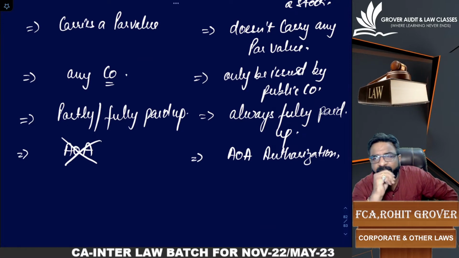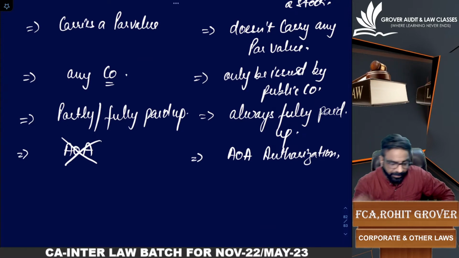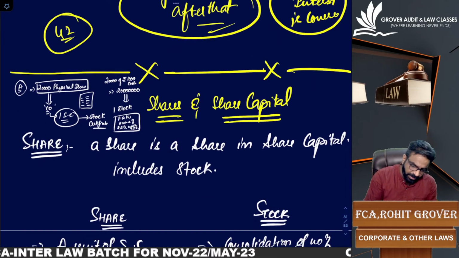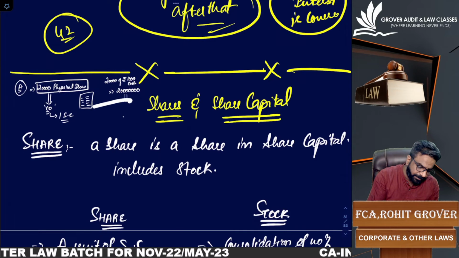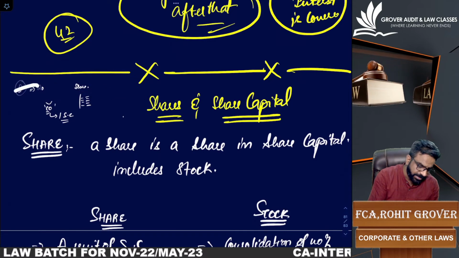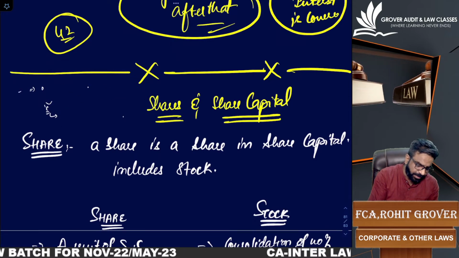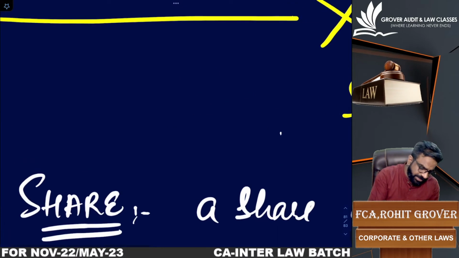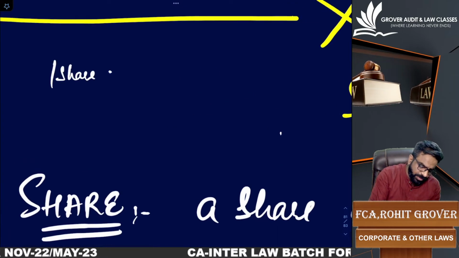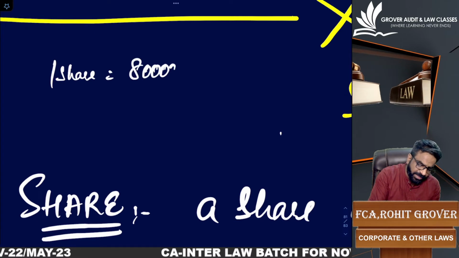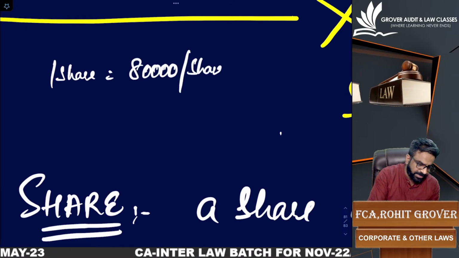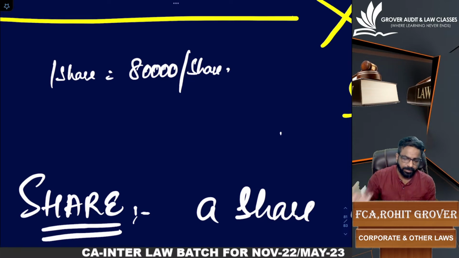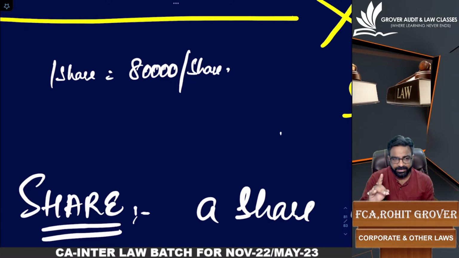Now, you have one share of MRF. I will tell you the practical thing. Can anybody tell me, have you heard of the MRF company? Yes, sir. So MRF is a tire manufacturing company. Am I correct? Yes, sir. So the MRF company's one share is almost 80,000 rupees per share. What is the market price? 80,000 rupees for one share.